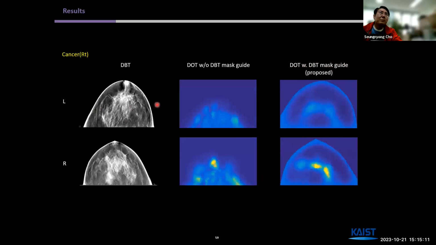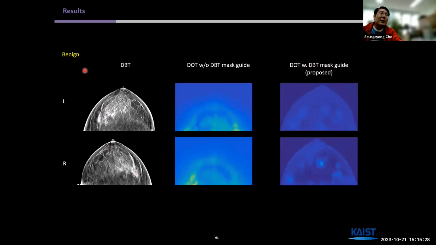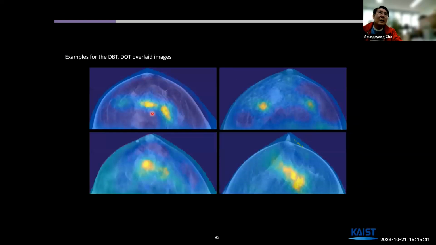All right. And again, another patient having cancer in the right breast. Again, we have a good correlation between the cancerous and non-cancerous cases. In a healthy patient, we have no hotspots here. Also, benign cases appear to be lesions in the DBT scan, but turn out to be benign, having no hotspots in DOT. And these are the images of those previous examples, fused together on top of DBT.